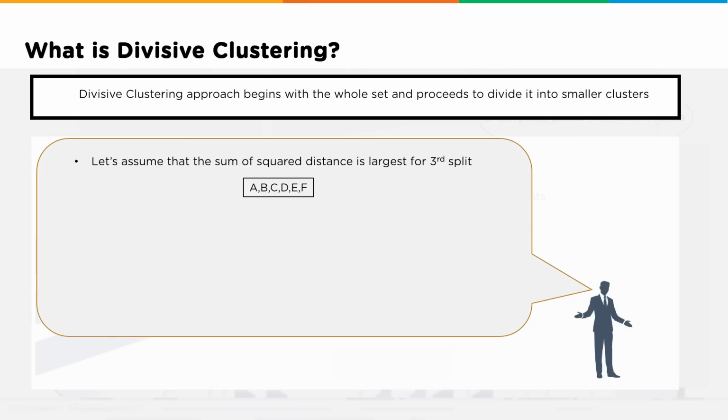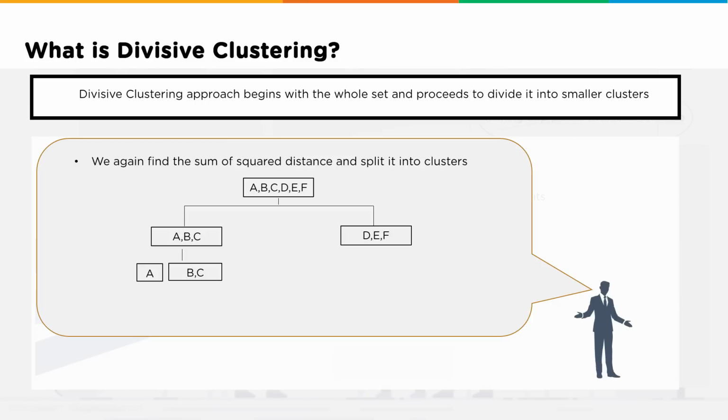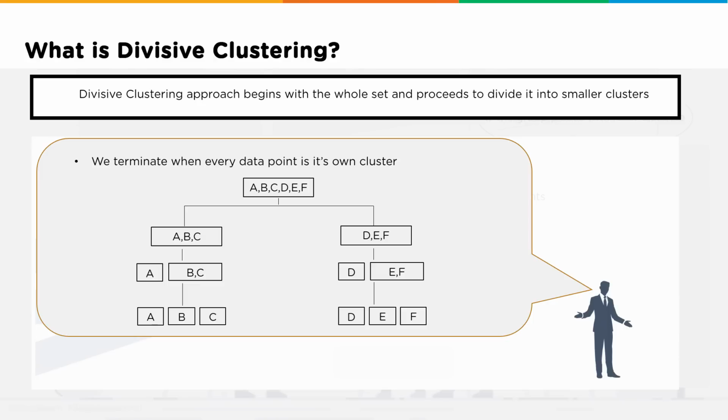Let's assume that the sum of squared distance is largest for the third split we had up above, where we split the ABC out. If we split the ABC out, we're left with the DEF on the other side. We again find the sum of squared distances and split it into clusters. So from ABC, we might find that A splits into BC and D into EF. Again, you start to see that hierarchical dendrogram coming down as we start splitting everything apart. And finally, we might have A split into B and C, and then each one gets their own DEF. It continues to divide until we get little nodes at the end and every data point has its own cluster, or until we get to K, if we have set a K value.